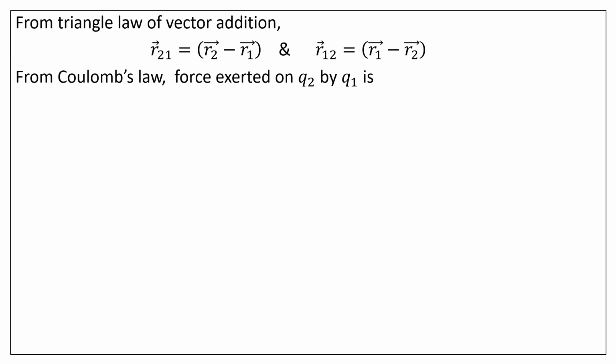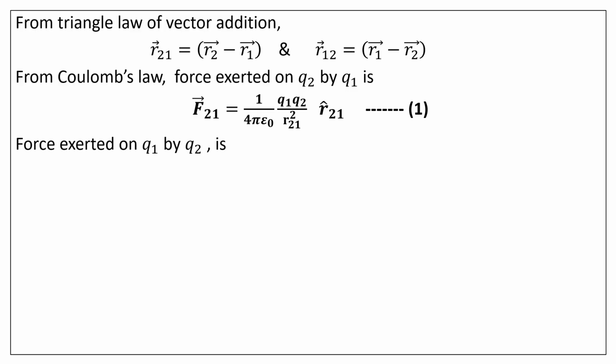From Coulomb's law, the force exerted on Q2 by Q1 is vector F21 = 1/(4πε₀) × Q1Q2/r21² × r21 cap. The force exerted on Q1 by Q2 is vector F12 = 1/(4πε₀) × Q1Q2/r12² × r12 cap.